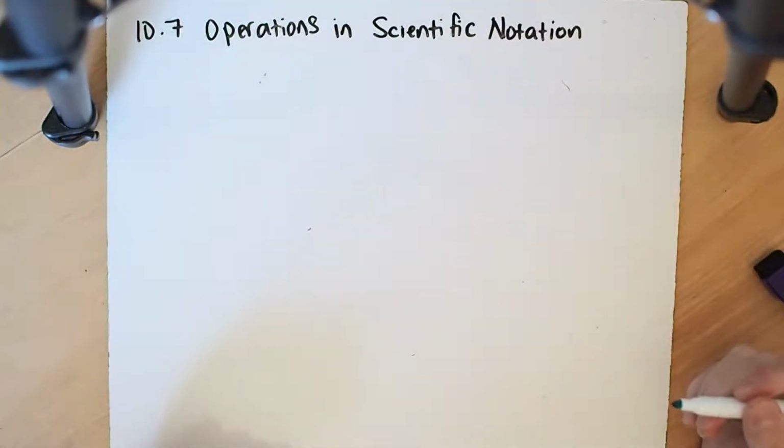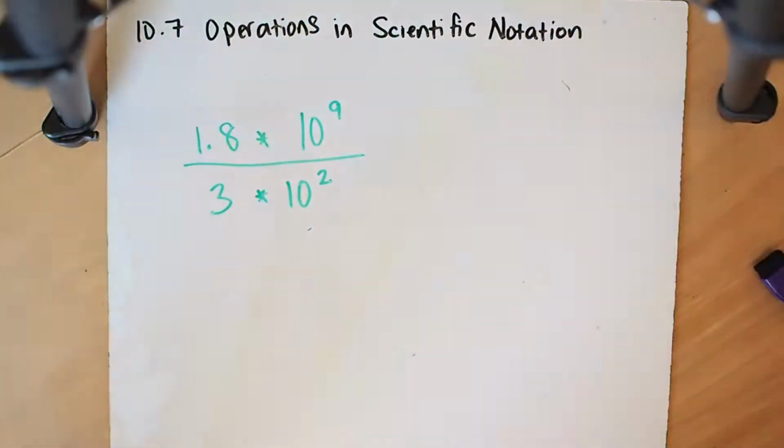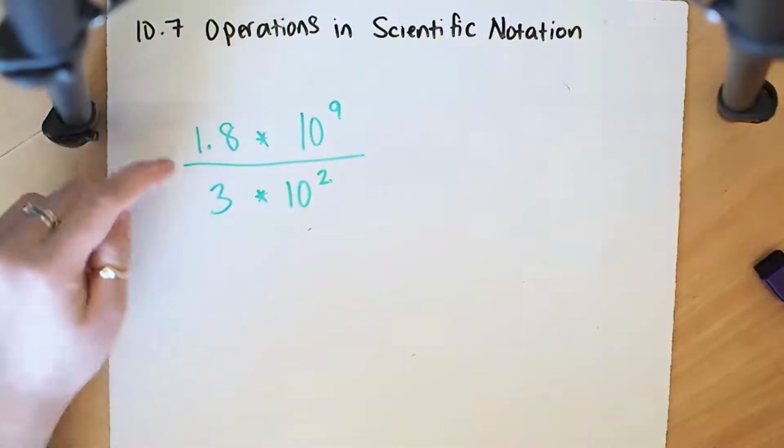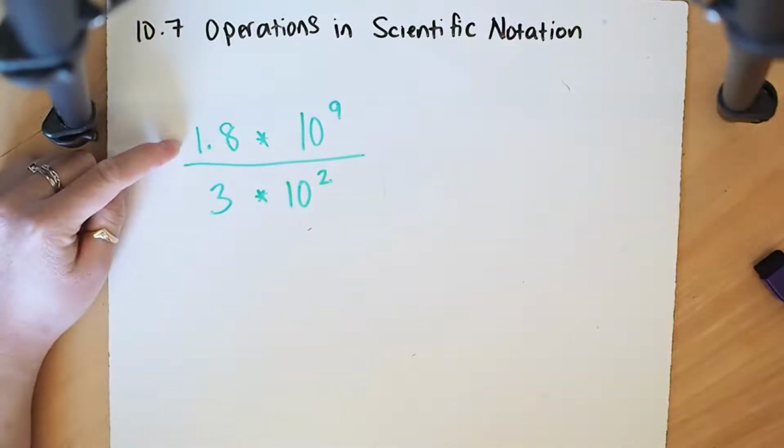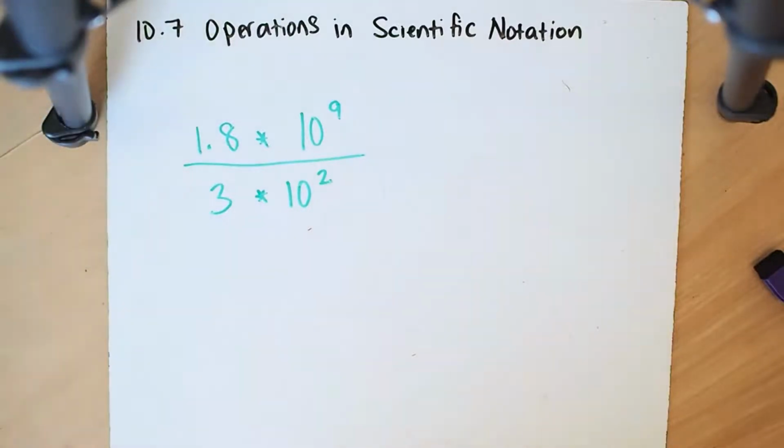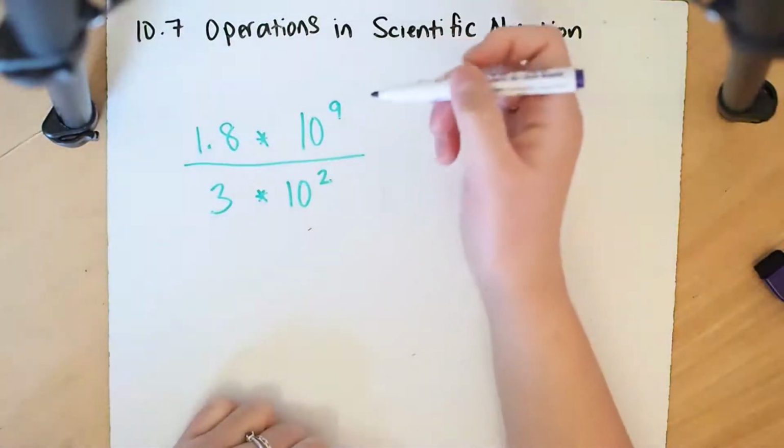The second type of situation you're going to come across is one where I'm going to show you a little trick to kind of cheat the system. Here I have 1.8 times 10 to the 9th divided by 3 times 10 to the 2nd. Right away I see that if this number were 18, it would be easily divisible by 3. Unfortunately, it's not 18, but we can make it that way.